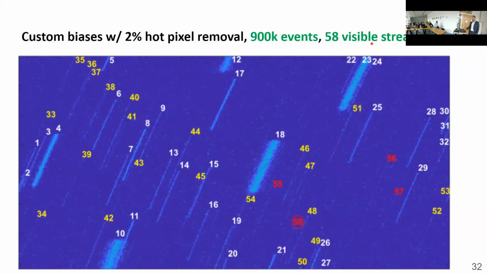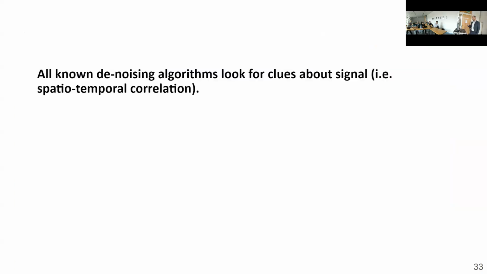But there's one more thing I wanted to look at after observing how I could just remove hot pixels. So all known denoising algorithms are really looking for clues about a signal. For instance, we expect a signal to have some spatiotemporal correlation. But this may not always be true for the dimmest streaks we're looking at. There may be a very dim satellite or star that's only generating an event every 3 or 4 pixels. So spatiotemporal correlation is not necessarily going to get us what we need in that case.